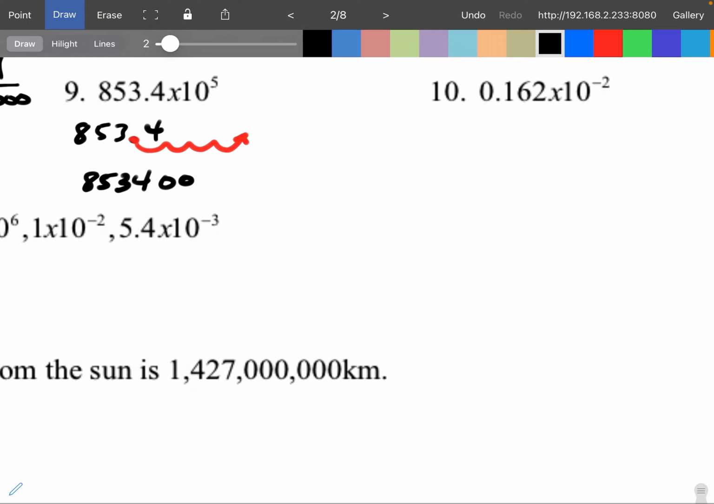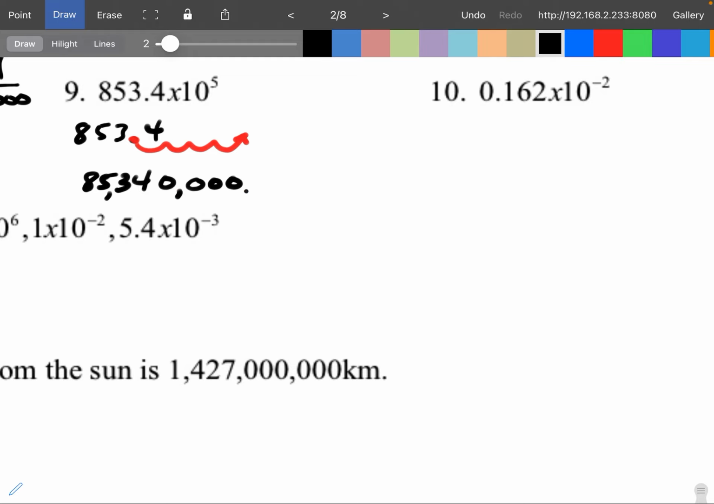So I moved it once. I need 4 more zeros. Like that. I think that's right, isn't it? I moved it 5 places, right? Because now it's right here. 1, 2, 3, 4, 5, yeah. So then there'd be a comma there and a comma there. So that's 85,340,000.